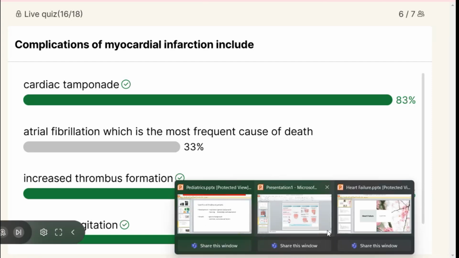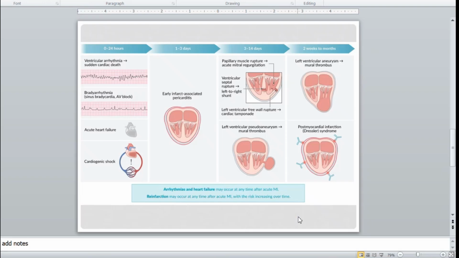And here I have for you guys the complications of myocardial infarction. I think this is good because you'll be asked about this in pathological anatomy, pathophysiology, internal medicine. So in the first 24 hours, you expect the arrhythmia and acute heart failure, even cardiogenic shock. Usually we say when 40% of the left ventricle is infarcted, cardiogenic shock occurs.